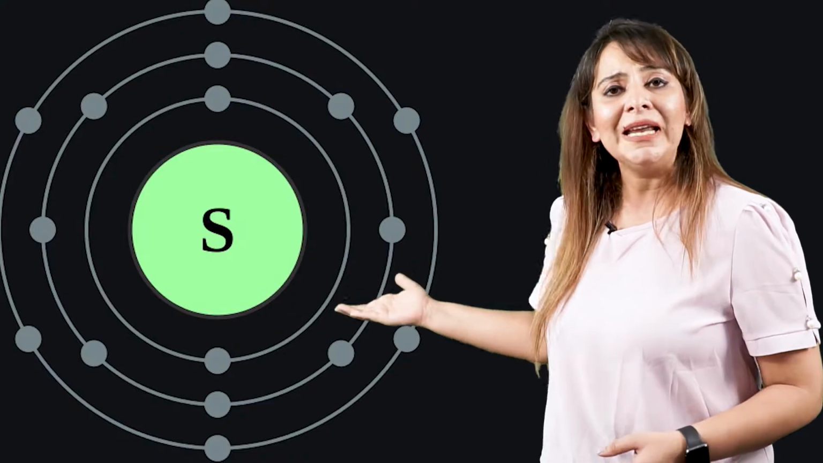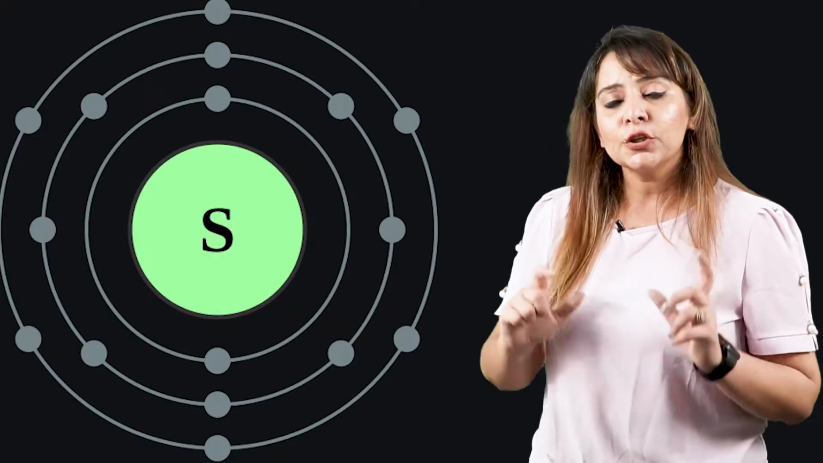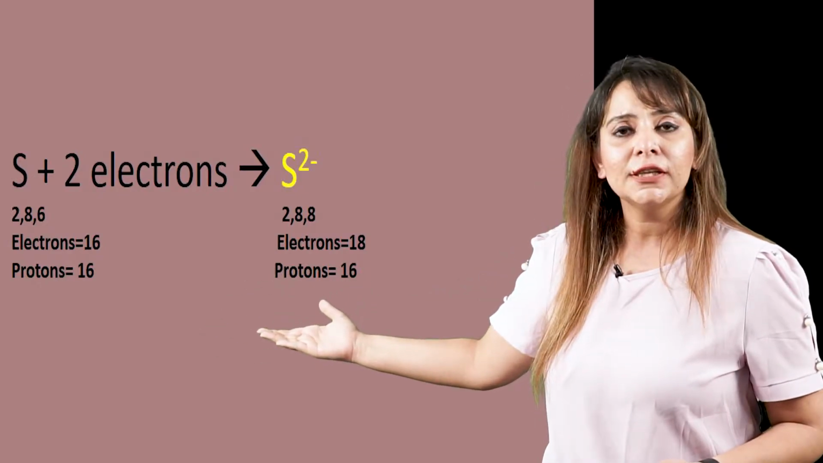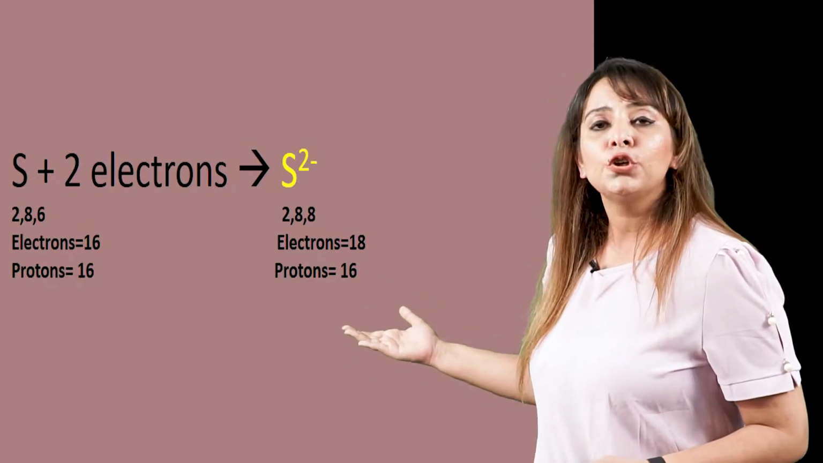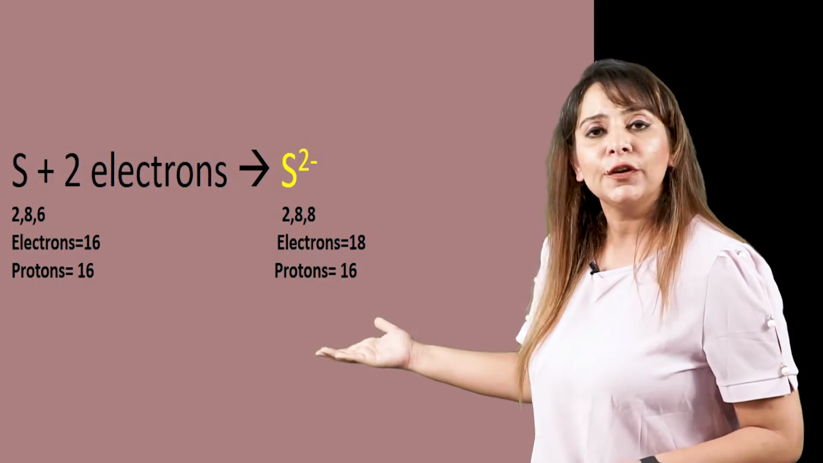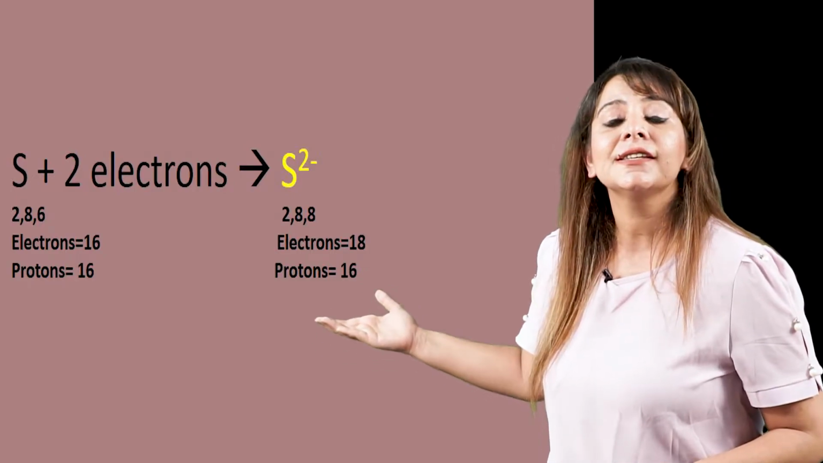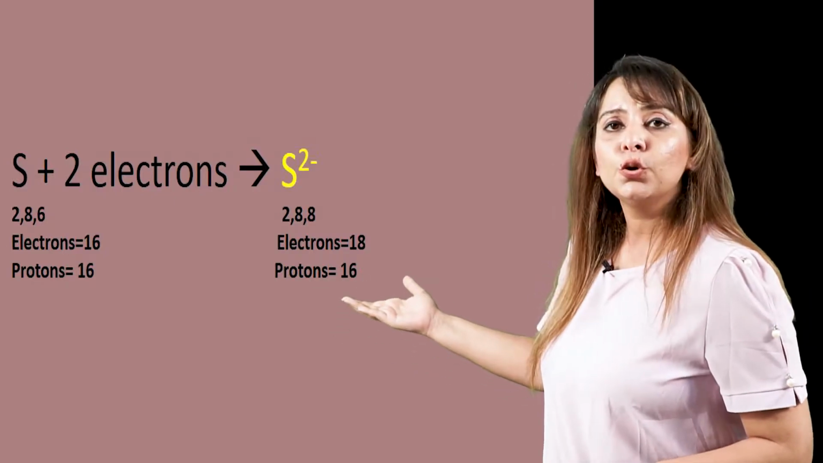You will say that no ma'am, it is not stable because it doesn't obey the octet rule, because it possesses only 6 electrons as valence electrons. So that means sulfur can attain stability by gaining 2 electrons. So sulfur, that is S with electronic configuration 2, 8, 6, will gain 2 electrons and will form 2, 8, 8, right? And it will form the electronegative ion, that is the sulfide ion with S2 negative charge. Got it?